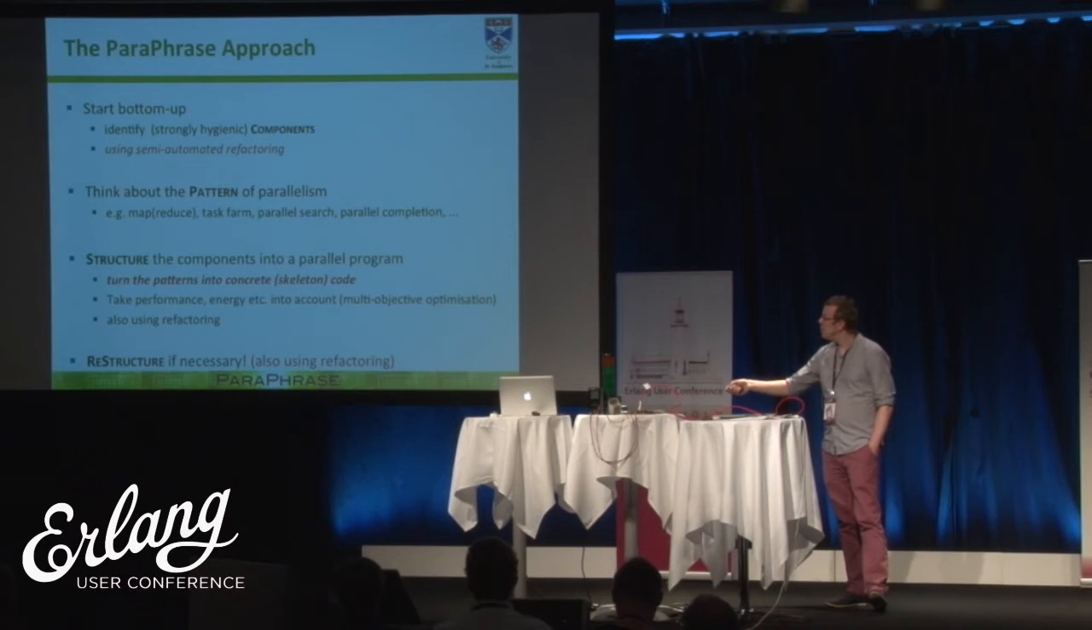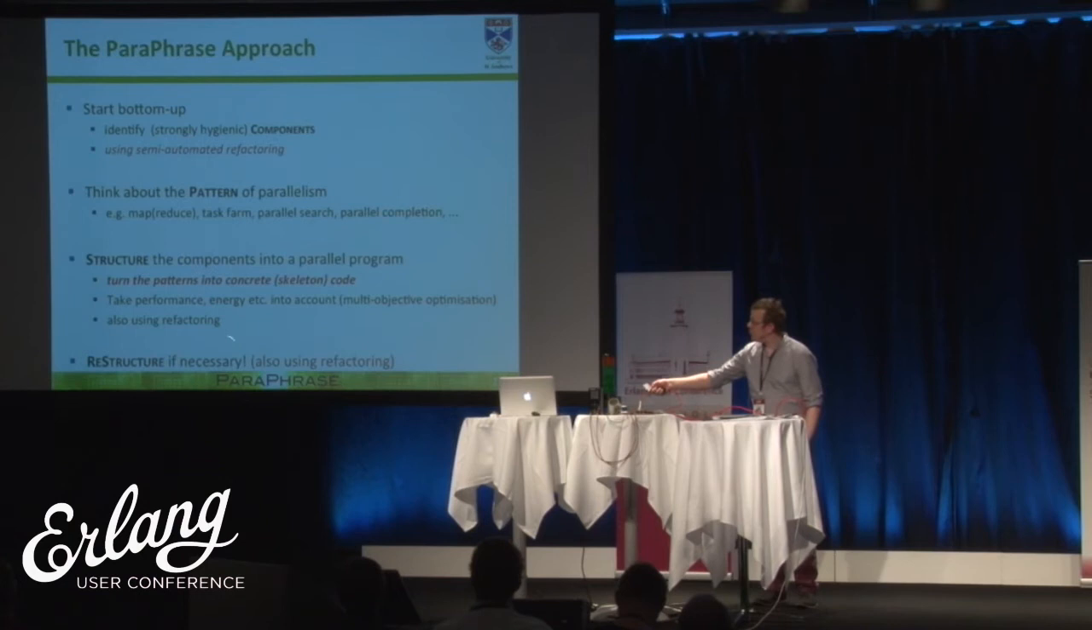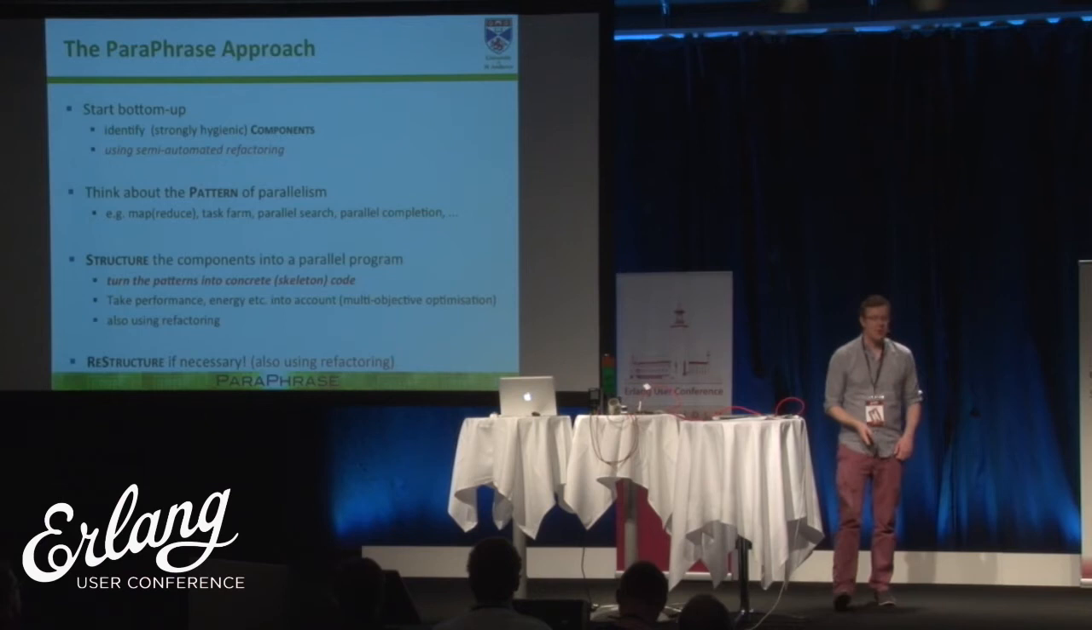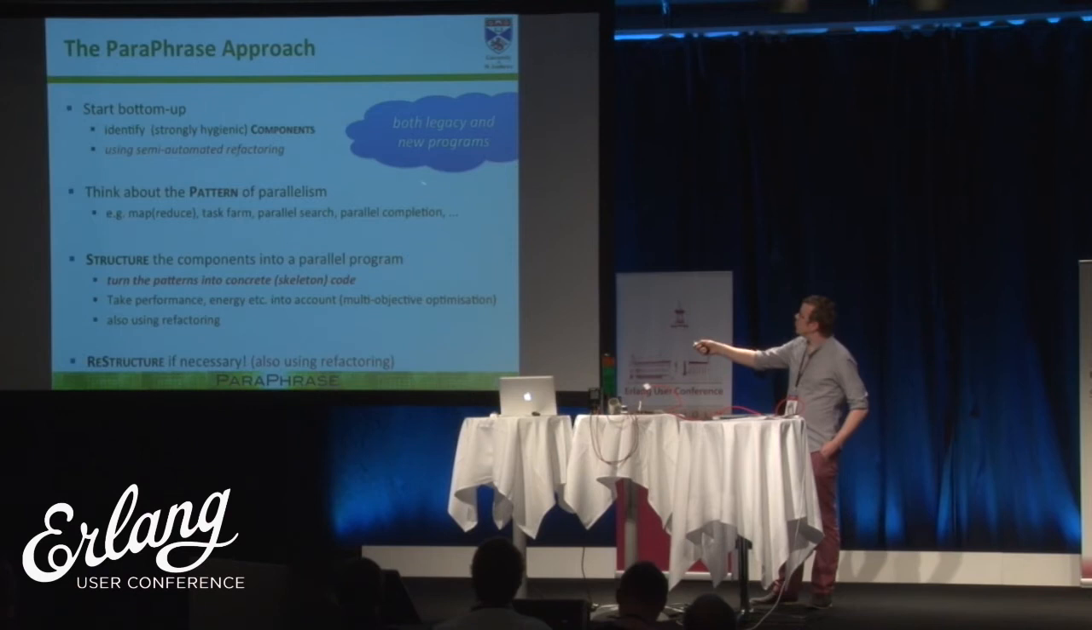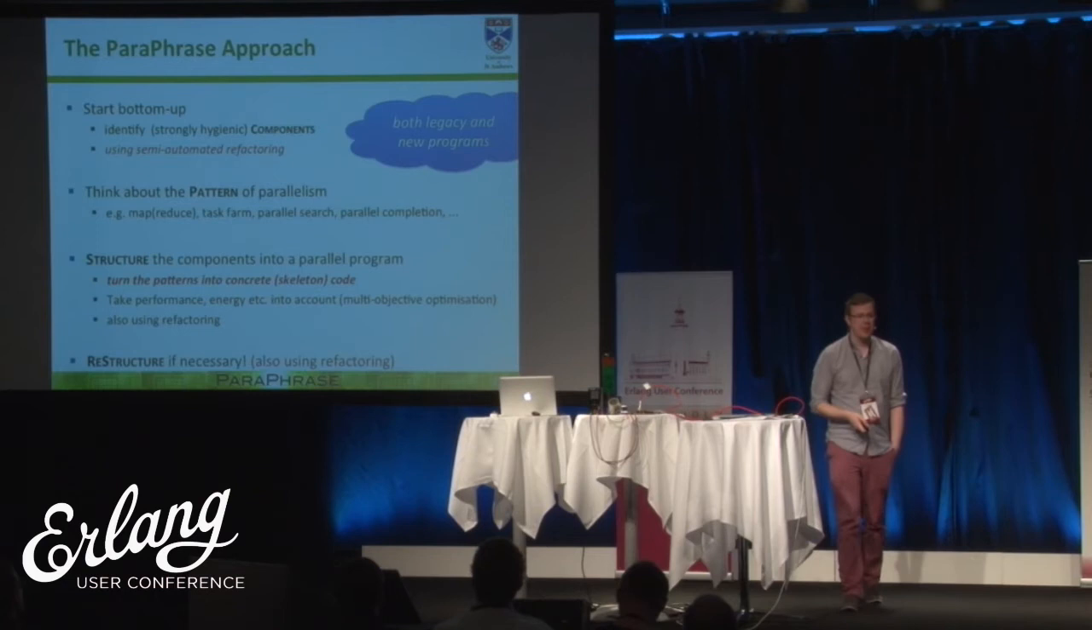And we're going to take performance, energy, etc., all into account. And we're going to do this using tool support. And then possibly we might need to restructure. Once we've formed a parallel program, we might think, actually, there's a better one, or we're not using this type of architecture anymore, we're going to use a different one. So then we can just restructure it. And this is all done using tool support. We're doing this for both legacy and for new programs. So we're not just taking our own contrived examples here. We are looking at quite complex legacy applications.